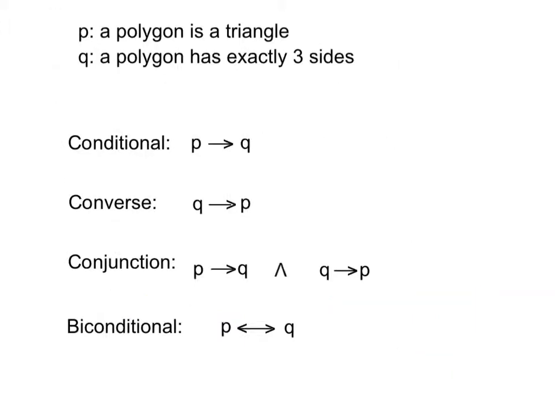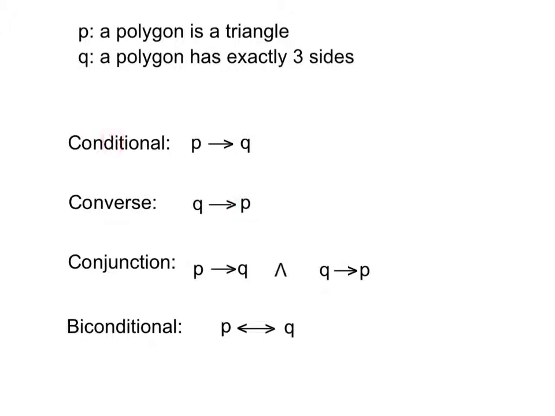So let's look at this. A polygon is a triangle is our P. A polygon has exactly three sides is our Q. Our conditional would say if a polygon is a triangle, then a polygon has exactly three sides. That's absolutely true. The converse is also true. If a polygon has exactly three sides, then the polygon is a triangle.